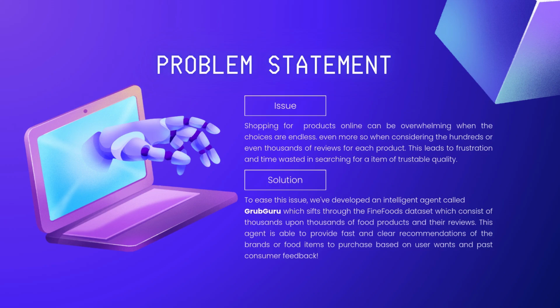So, what issue is our team trying to solve? Online shopping can be very overwhelming due to the endless product choices as well as the abundance of hundreds and thousands of reviews that add to the frustration and especially time needed to search for trustworthy products. For this reason, we've developed an intelligent agent called GrubGuru. GrubGuru utilizes the fine food dataset of products and reviews from Amazon and processes it to provide fast, clear recommendations based on user preferences and past consumer feedback.